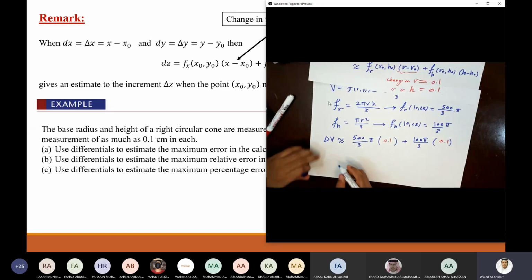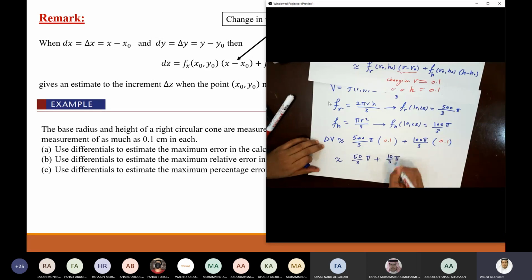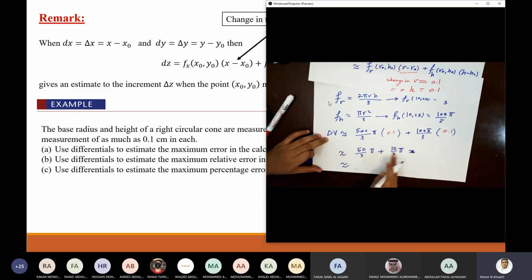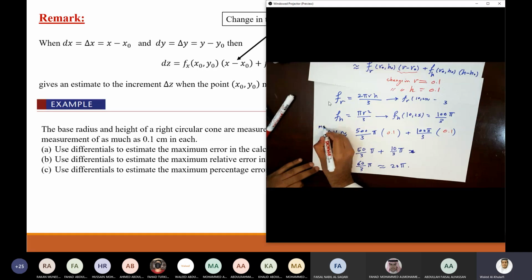Okay, so when I put 0.1 you have 50 over 3 pi plus 10 over 3 pi, and you can put it this way here. Of course when you add these, guys, you have 60 over 3 pi, which is 20 pi. 20 pi. Okay, so the maximum error is this 20 pi. This is the maximum error.